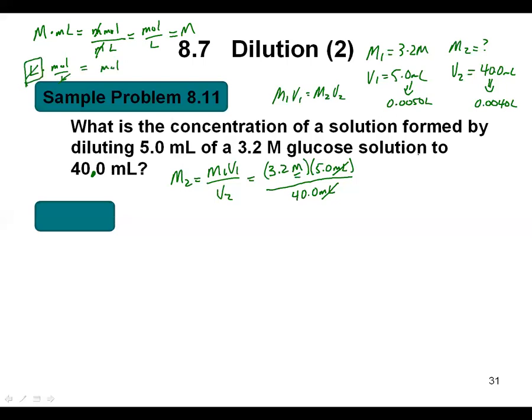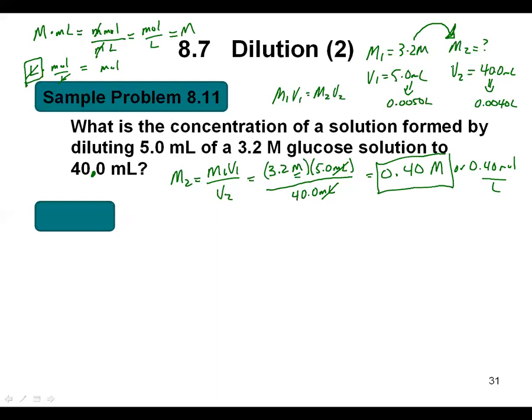Okay. So if you do all that, we will get 0.4. And again, you can leave it as big M, or if you wanted to, you could do it as moles per liter. Either way is perfectly fine. What we do see here is we added more volume, so our molarity, as we went this way, decreased. It went from 3.2 molar to 0.4 molar, and obviously the molarity went down. Question on that one.